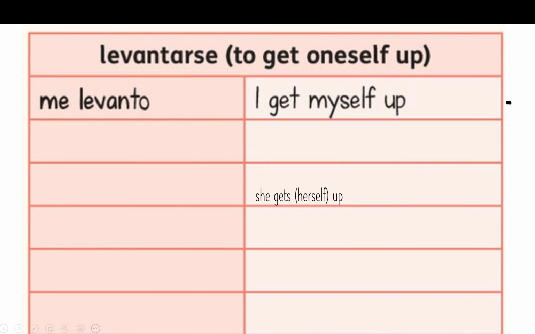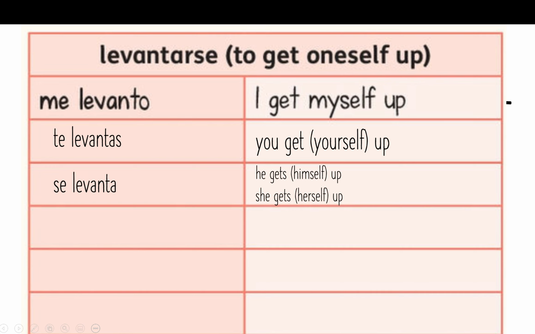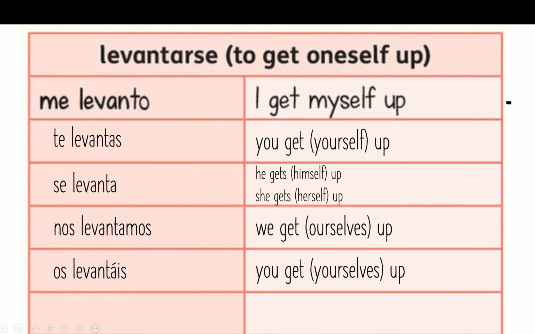Okay, pause the video and using what we have just seen, work your way through the verb levantarse and complete the table. So you are taking off the se, adding the correct endings for the AR verb, and then the correct reflexive pronoun. So the way that it works out then is te levantas, you get yourself up. Se levanta, he gets himself up or she gets herself up. We don't know until we've seen the context of a full sentence. Nos levantamos, we get ourselves up. Os levantáis, you get yourselves up. And se levantan, they get themselves up.